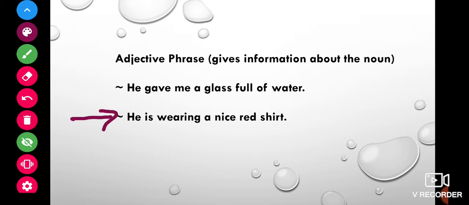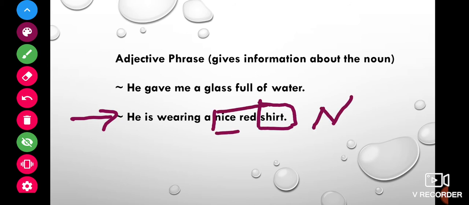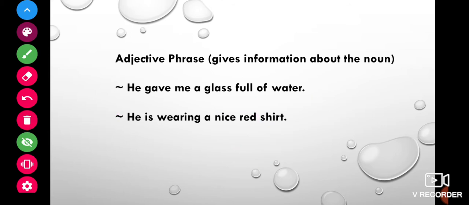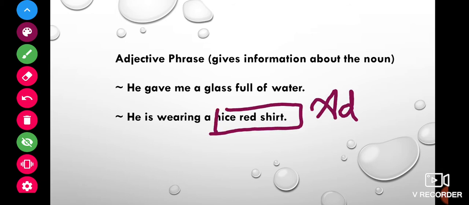Let us look at the next example. He is wearing a nice red shirt. Now in this, shirt is the noun. How is the shirt? Nice and red. So nice red is telling us something more about the shirt. It is giving us some more information about the shirt, which is a noun. So in this example, nice red shirt is the adjective phrase.